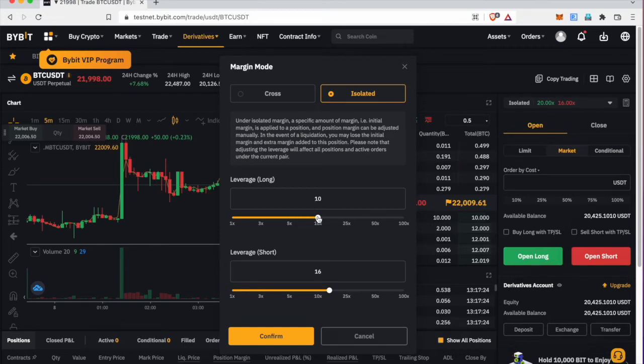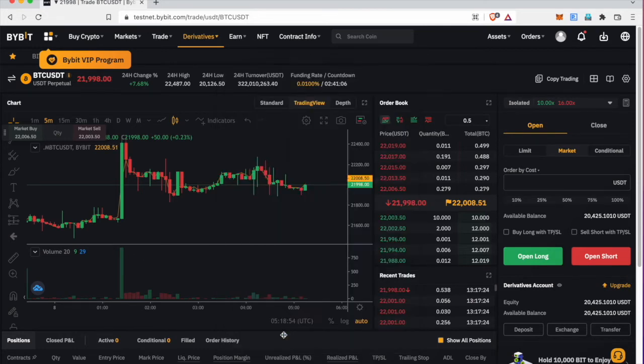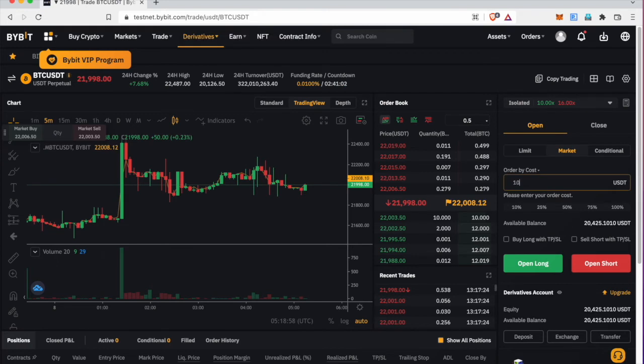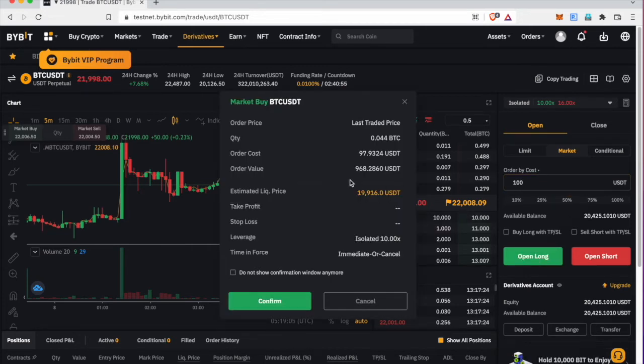So let's just set it to 10 for this long trade. Confirm. Let's do 100, right? 100 for now, just for demonstration. Look at that, it's near $1,000, 100 times 10. Because the trading platform deducted the fund with interest, we're going to trade with close to 1,000 USDT amount. Okay, so click confirm.